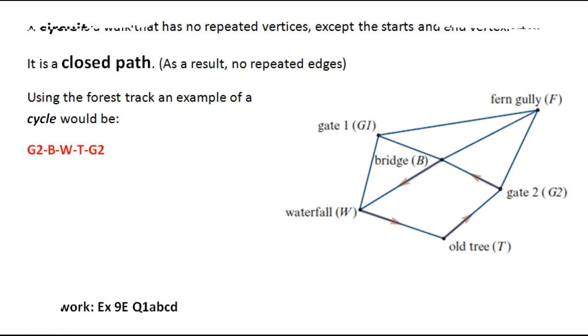And finally, a cycle is a walk that has no repeated vertices except the start and end vertex. So this is a closed path, as another way of calling it, and as a result, there are no repeated edges. Using this example, again, we could start at gate 2, go to the bridge, go to the waterfall, go to the old tree, back to gate 2, and we can see that's an example of a cycle. No vertices have been repeated except for the start and end vertex, and no edge has been repeated.